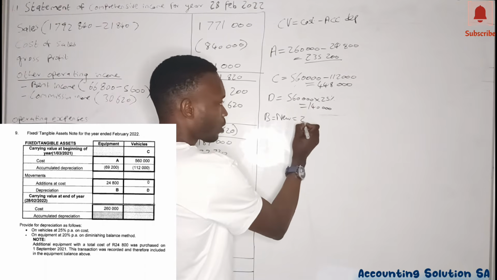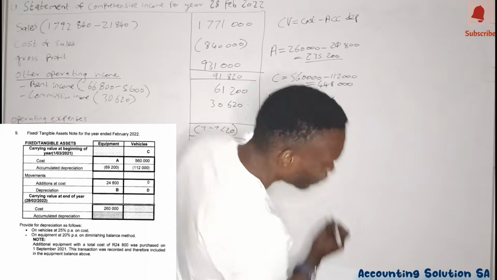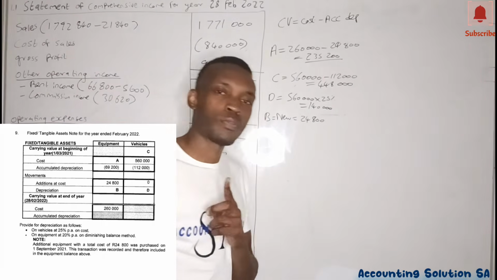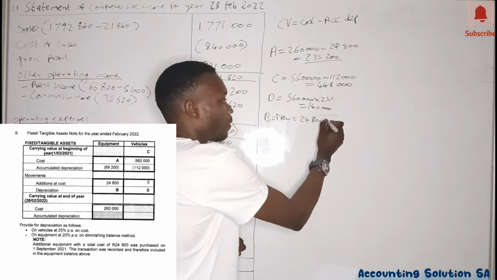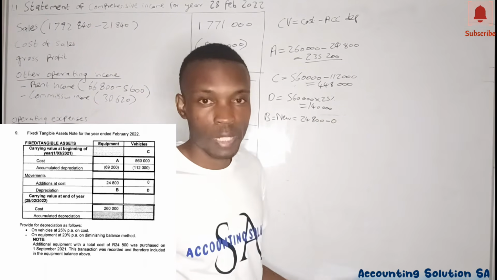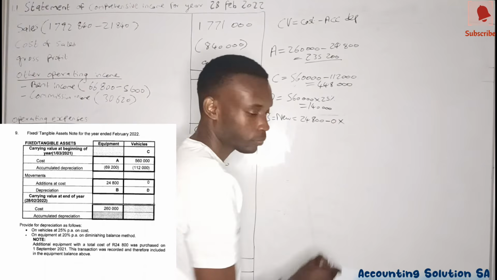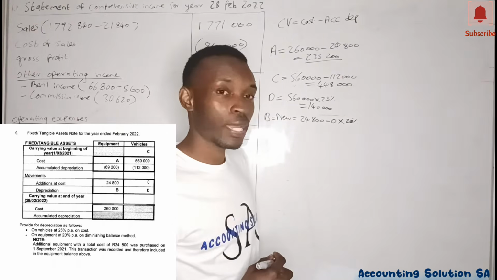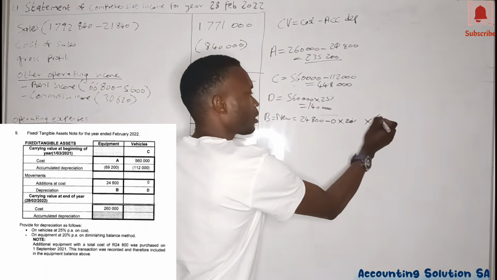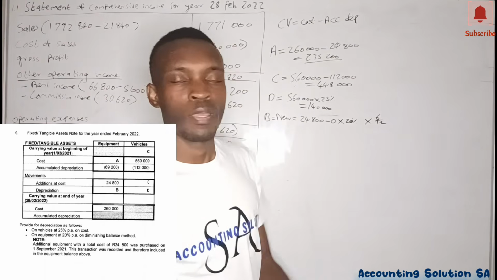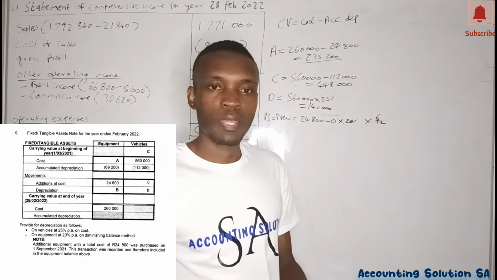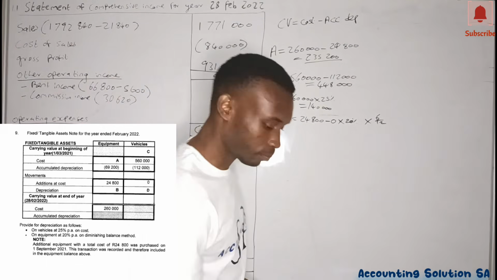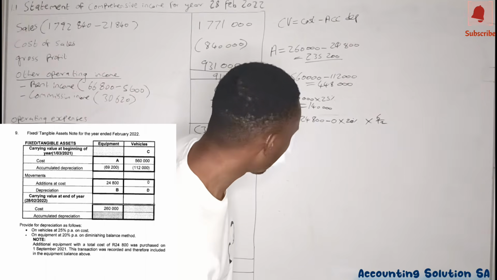So for number B, let's start with the new one. It was costing 24,800. We are using a diminishing balance method. By this time, depreciation was 0, which means that we are going to minus 0 and we multiply by 20%. And after 20%, guys, we also have to multiply by 6 over 12. Why 6 over 12? It has been purchased on 1 September and it stays from 1 September until February, which is 6 months.